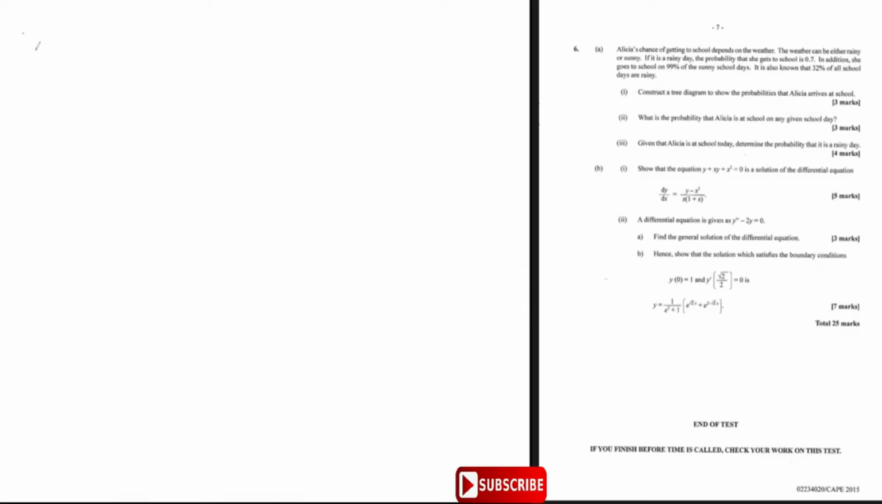Part B gives us a differential equation. It says, show that y plus xy plus x squared is a solution to the differential equation dy by dx equal to y minus x squared over x times 1 plus x. So first thing, start with this. dy by dx is equal to y minus x squared over x times 1 plus x.